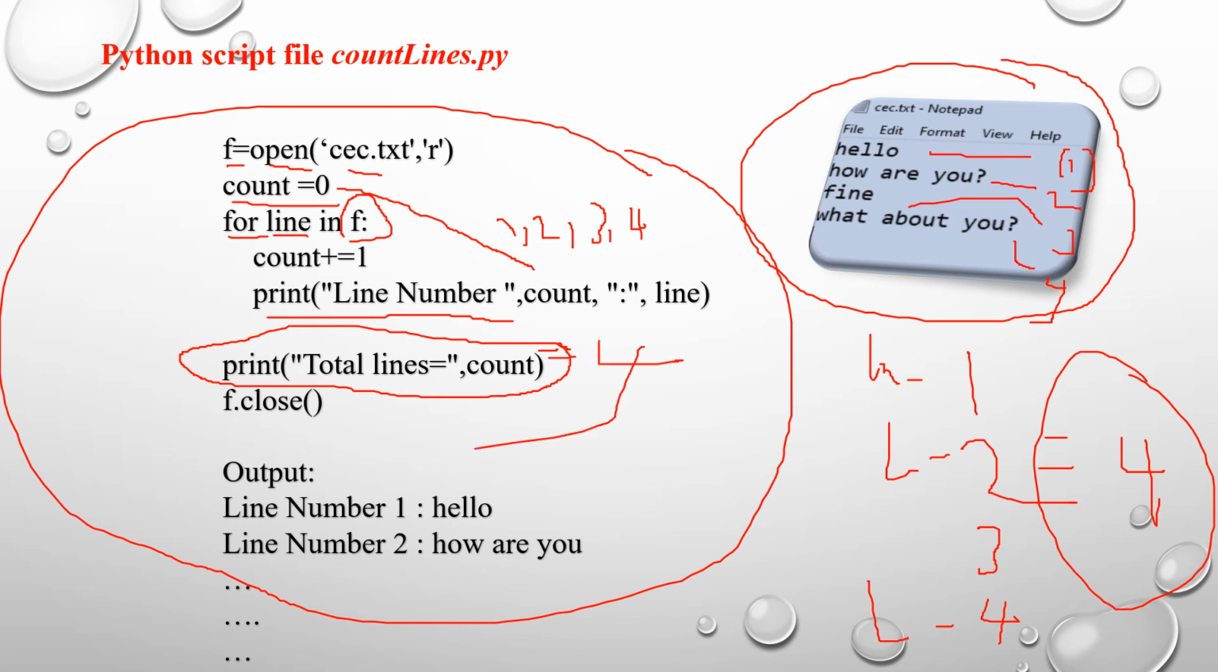After that I am going to close the file. If you run this, it's going to print line 1, hello, and line 2, how are you, and line 3, fine, and line 4, what about you, and the total count is 4.